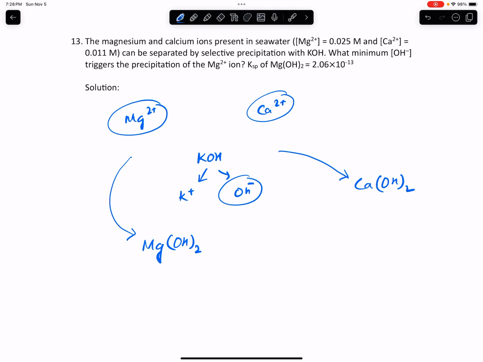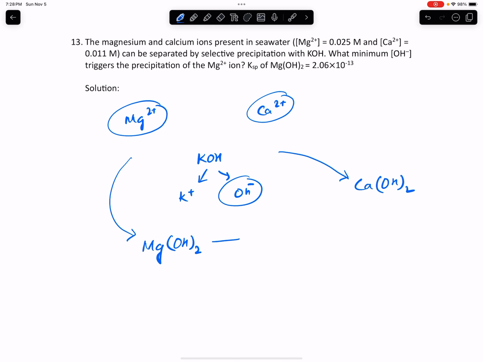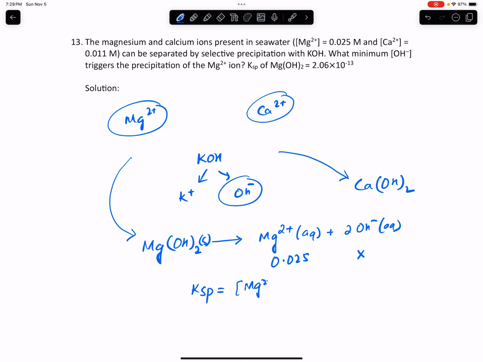The way you want to start the problem is to take the magnesium hydroxide and write it in solid form. If it dissociates, you're going to have Mg2+ in aqueous form plus 2OH minus in aqueous form. The concentration of magnesium that's already present is 0.025 molar. The concentration of OH minus we don't know, so let's call that X. The expression for KSP is going to be the Mg2+ concentration times the OH minus concentration raised to the power of 2.